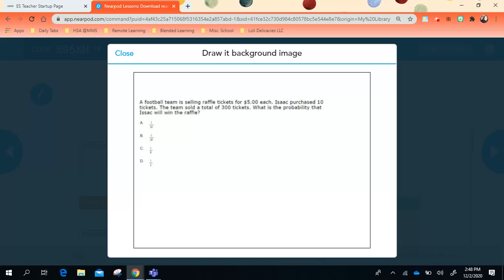Okay, so it says a football team is selling raffle tickets for $5 each. So is that first sentence important when I am working out this problem? No, it is not. Because I am not solving for how much these tickets cost. That would be another problem. Maybe once we get into equations.